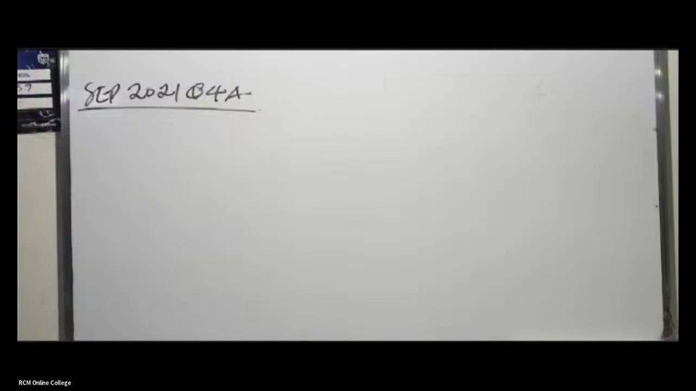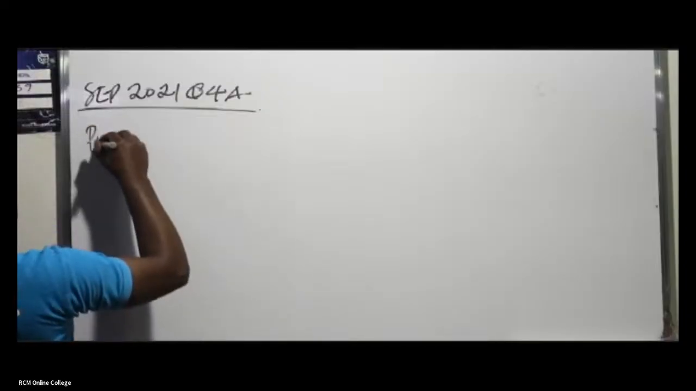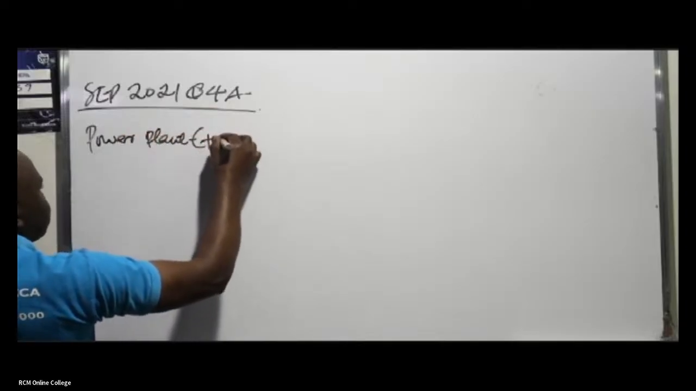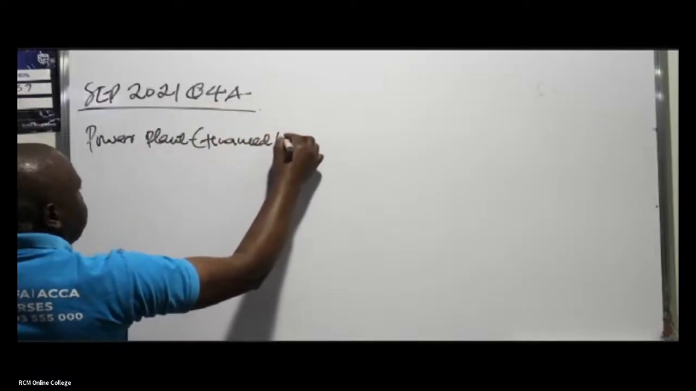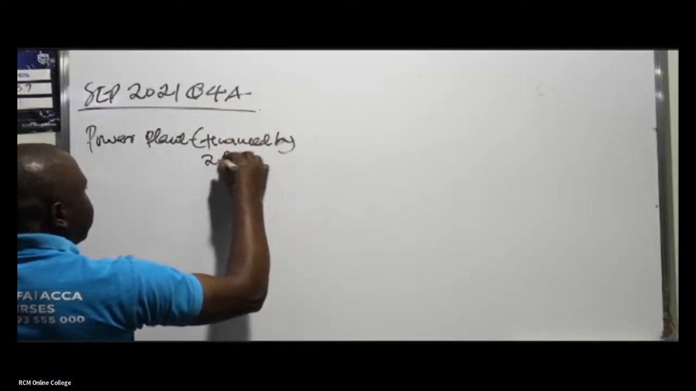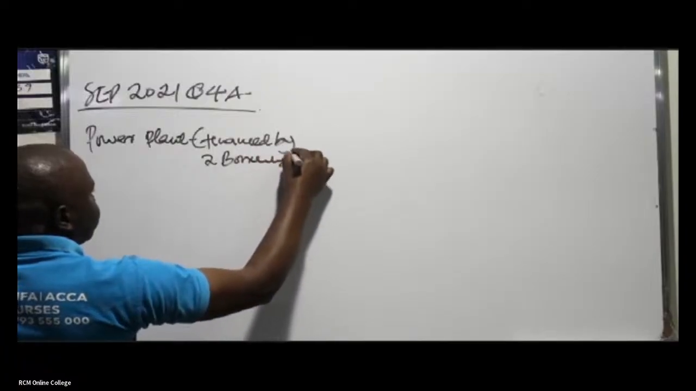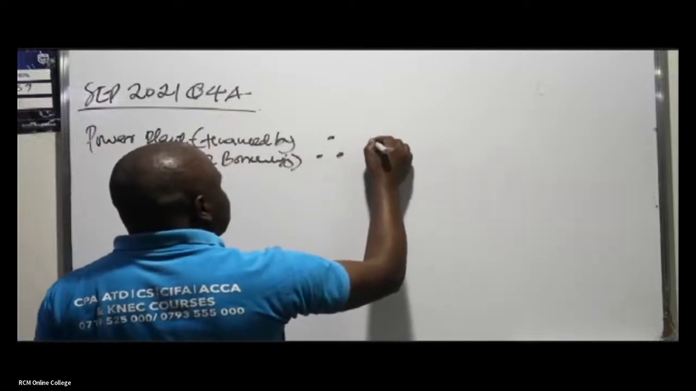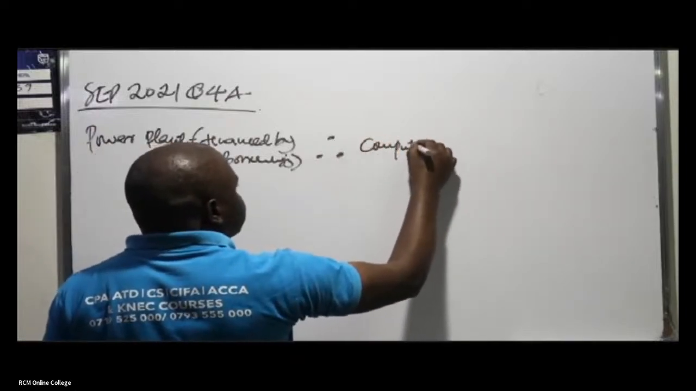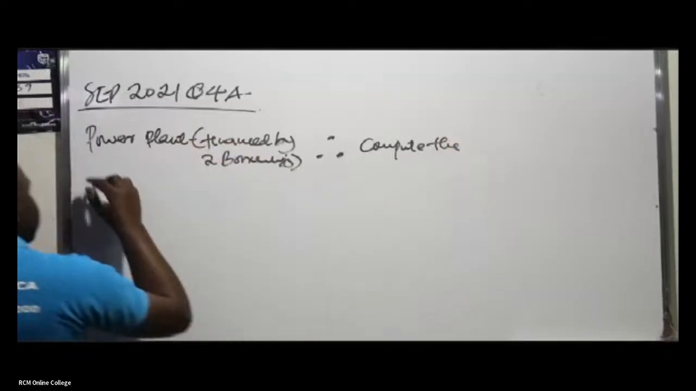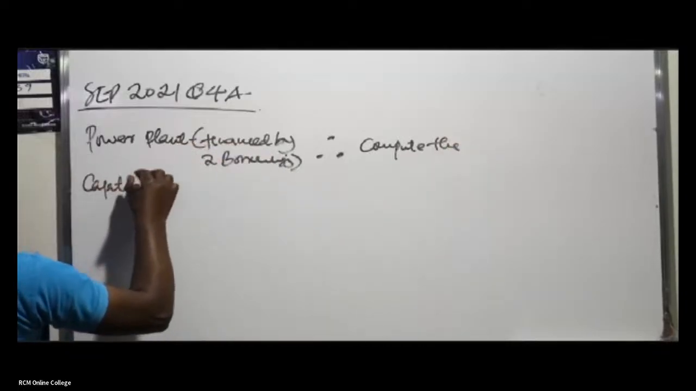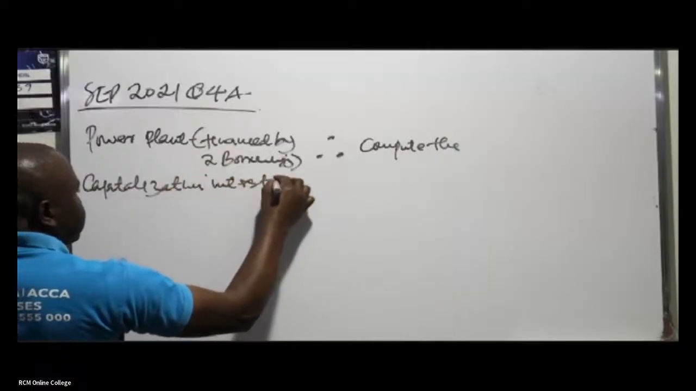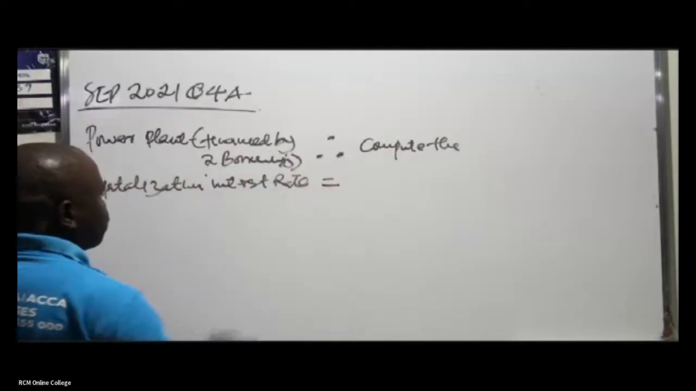like in this case the power plant, sorry. So the power plant is financed by two borrowings. Therefore, compute the capitalization interest rate. And how do you get this one?